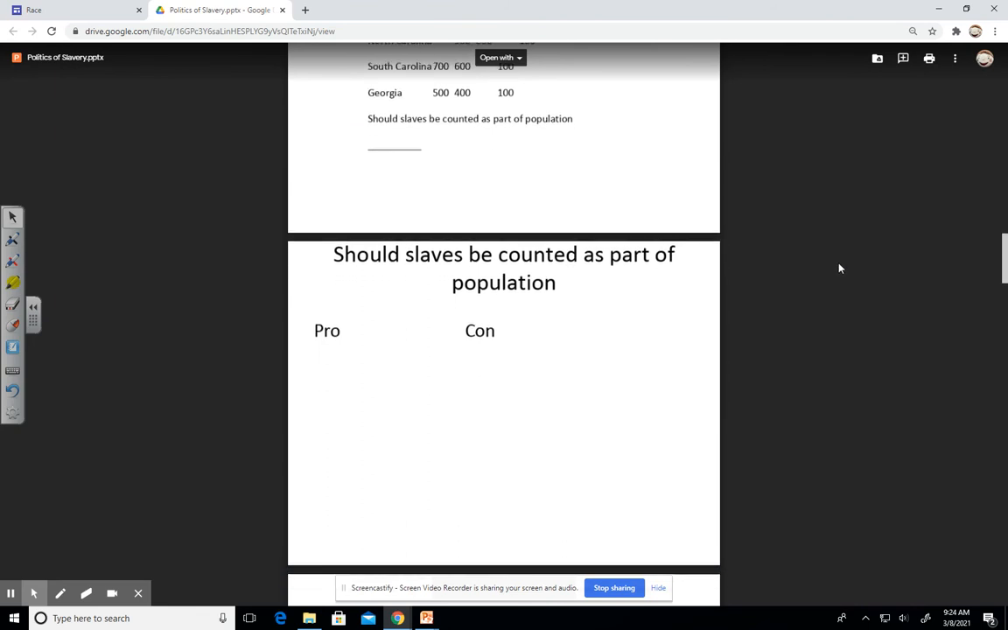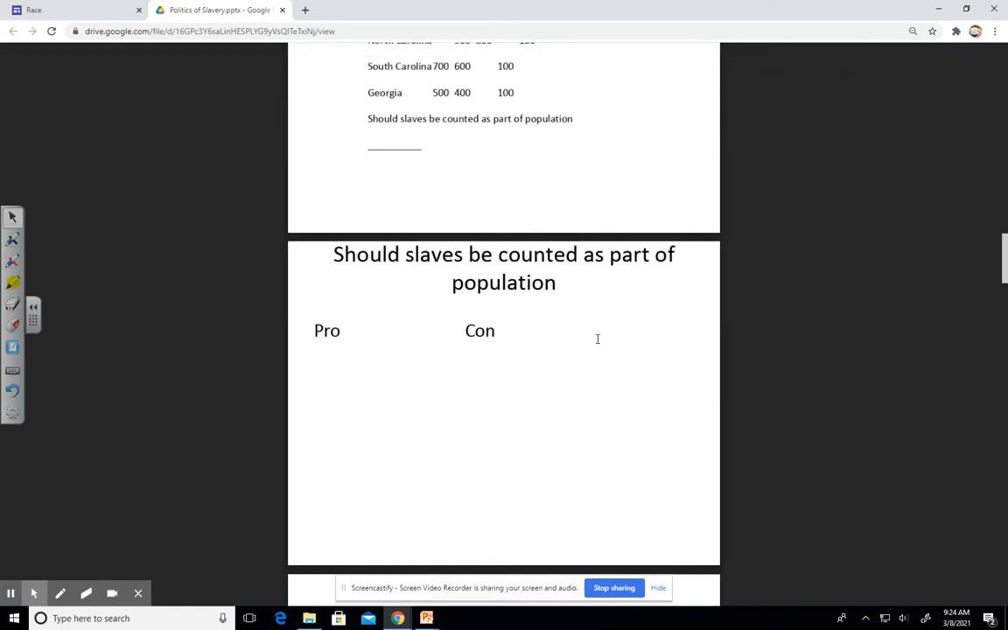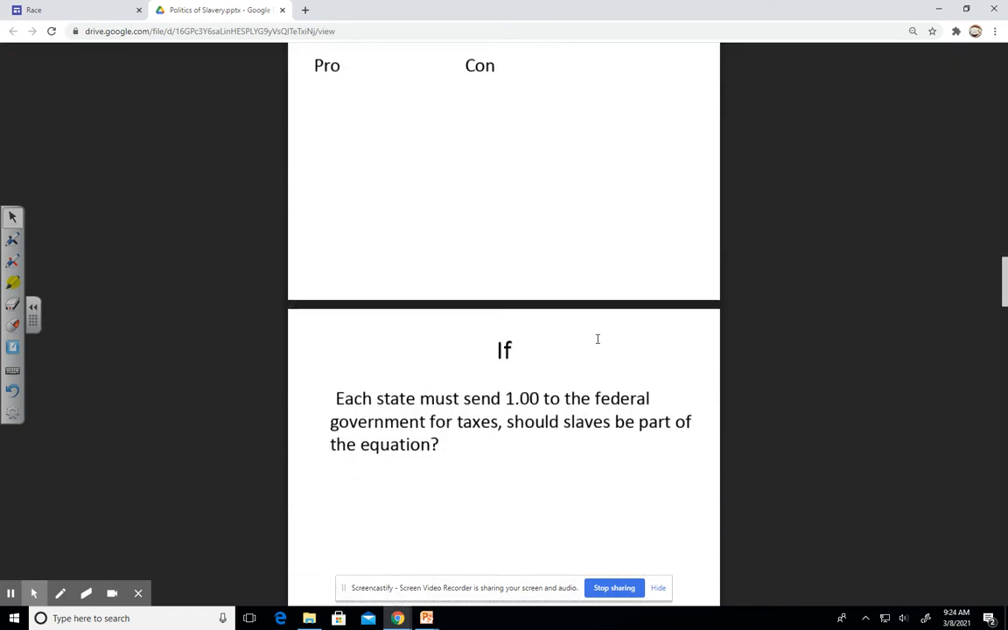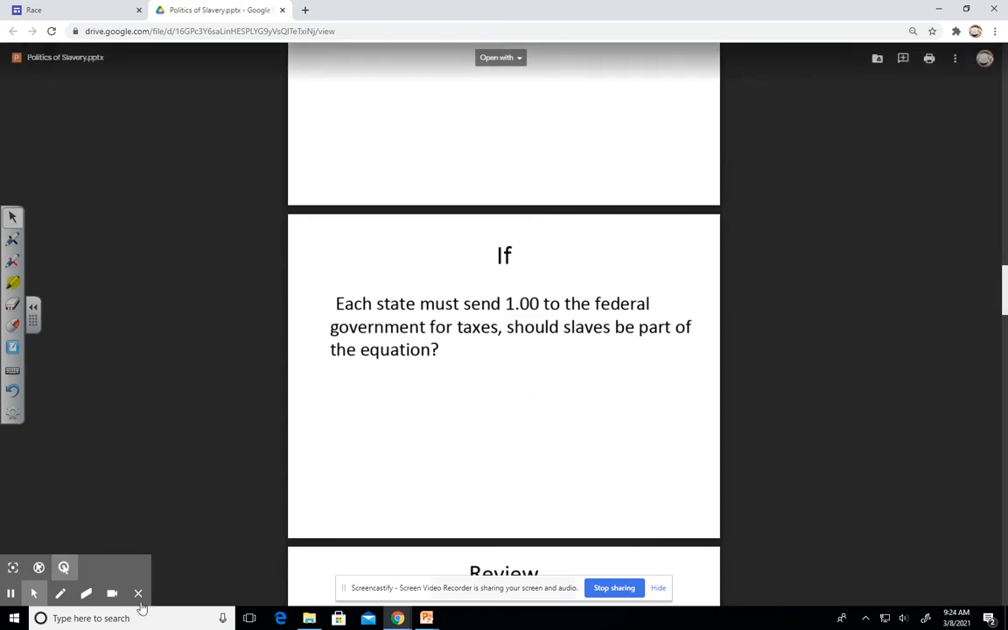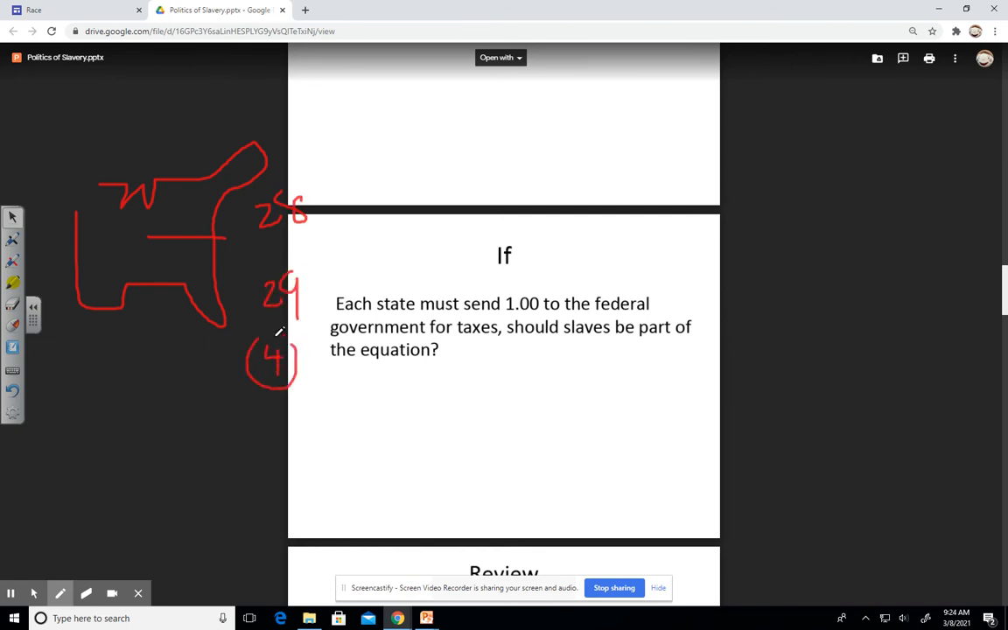Question, should the slaves be counted as part of the population? Pros and cons. I guess this is going to depend on which side you're on. So now we get to the issue of this particular point here. So if we're going to use the states, what do we have? 28 to 29, yet they actually have like 4 if they don't count their slaves.